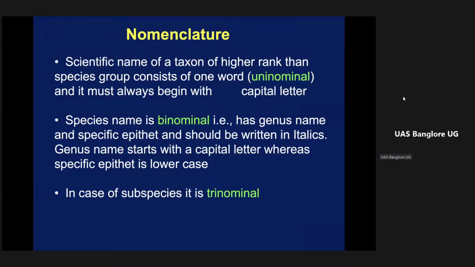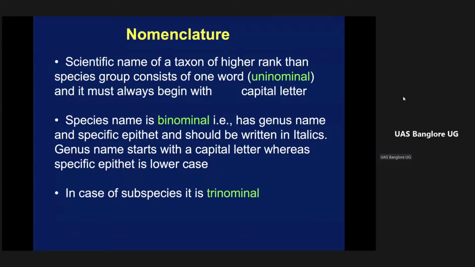The species name should always be in small letters, and whenever you write it, it should always be italicized. Please remember, if it is printed, we can italicize it. Suppose you are writing it on your answer sheet or in your manuals, then it will be underlined. So that is how you write a scientific name. You should be very systematic, you should know the rules and regulations, and how to write a scientific name.